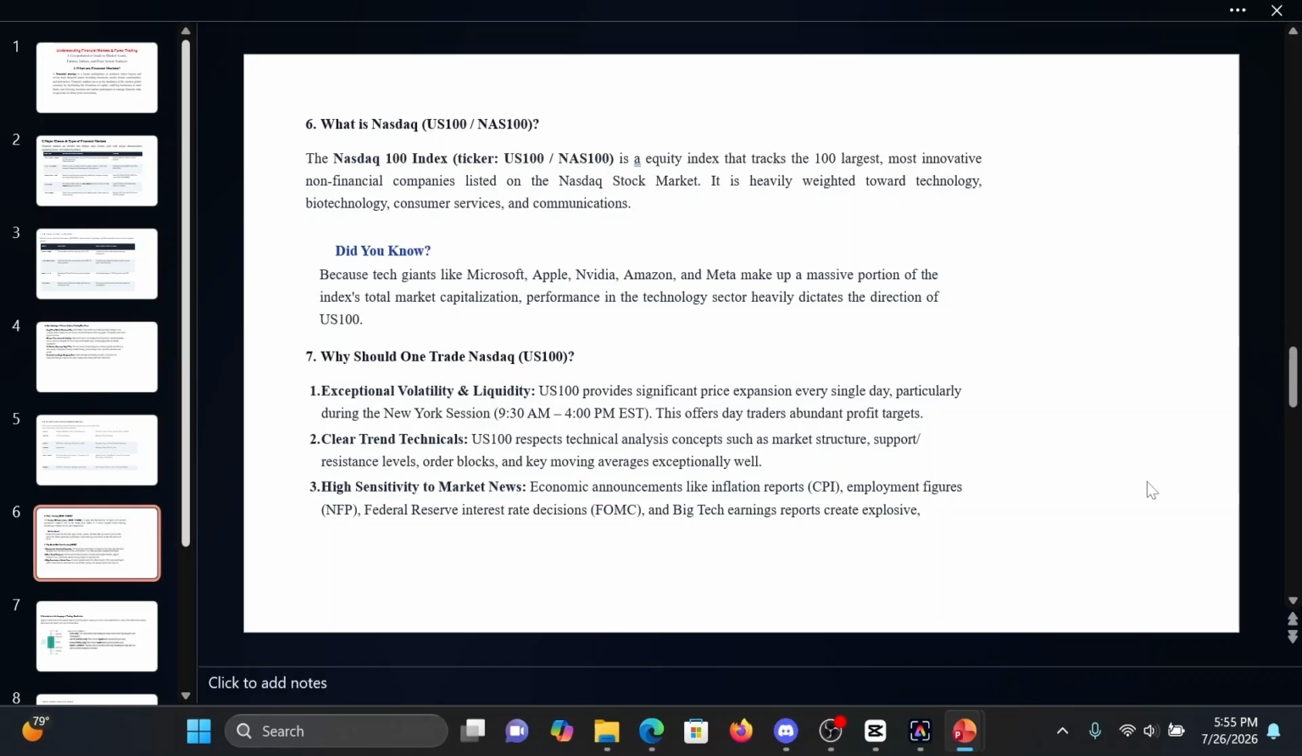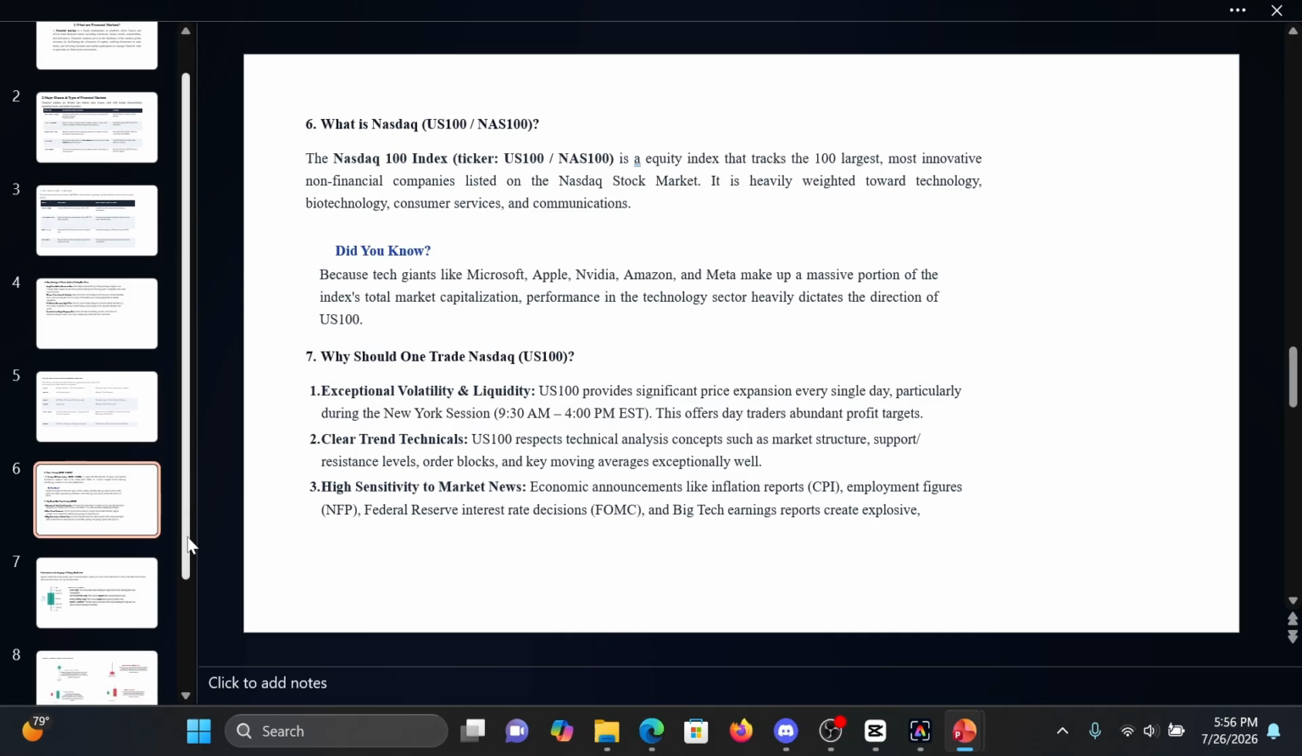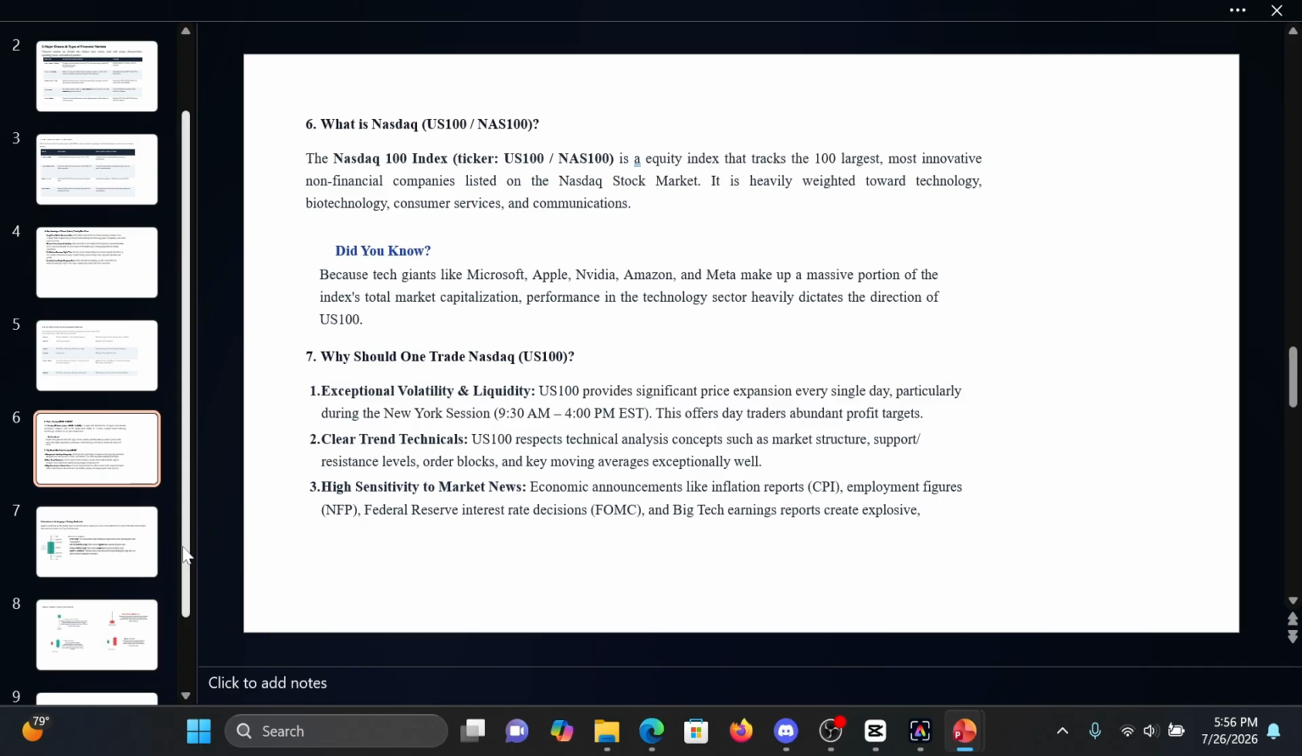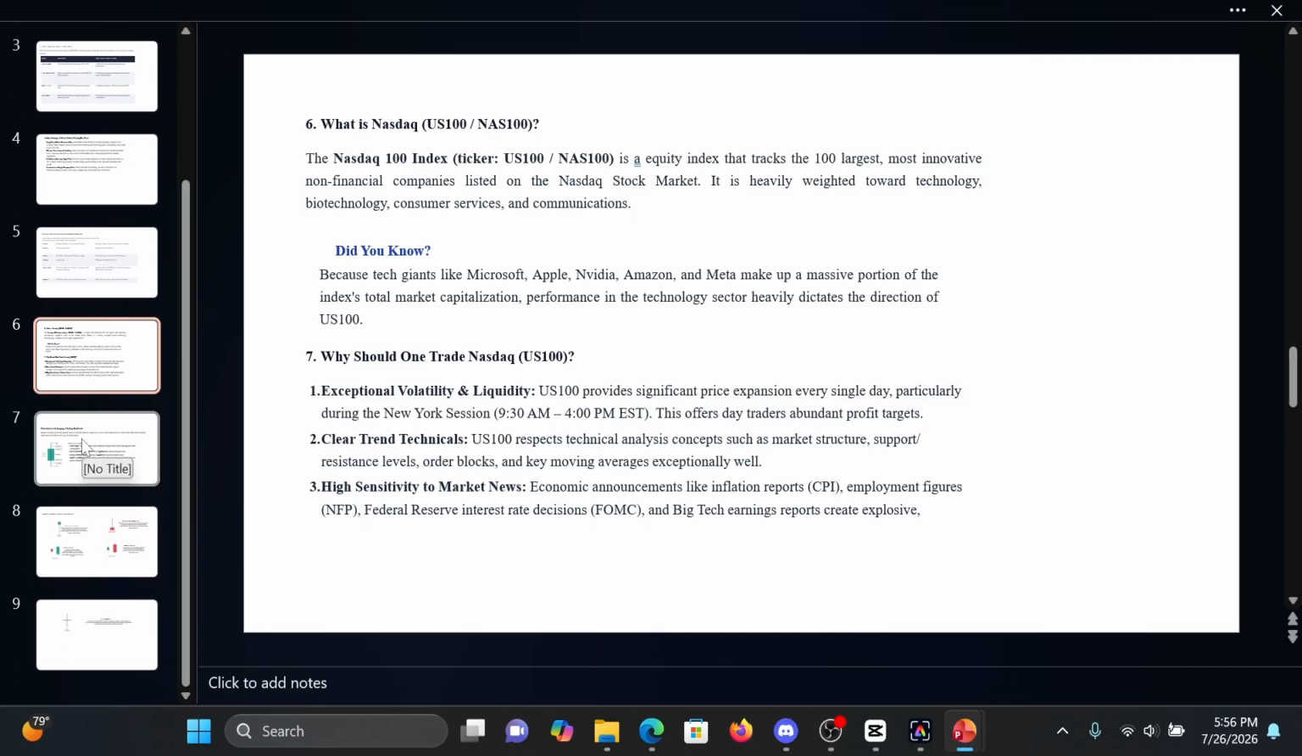Highly sensitive to market news. Economic announcements like inflation reports, PI employment figures, Federal Reserve interest rates, FOMC, and big tech earnings create explosive moves. If it is in line with order flow, and there is positive news on the interest rate, price may shoot higher out of the blue, like 200 points in just a microsecond. That's how it is. It's also very volatile, unlike currencies, which are very slow. So let's dive into this and call it the first lesson.